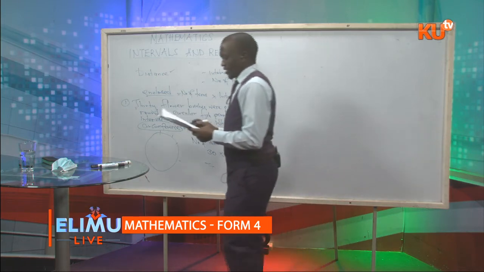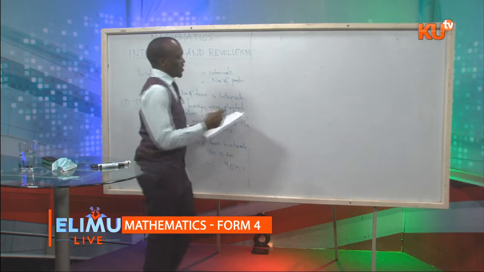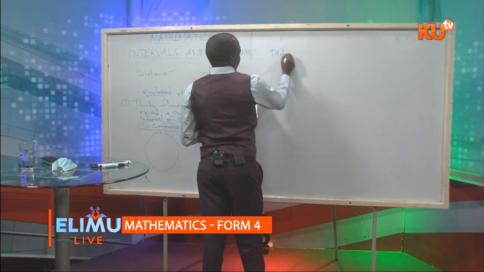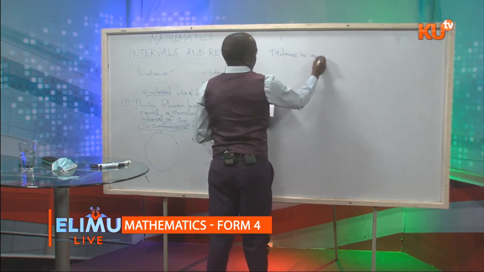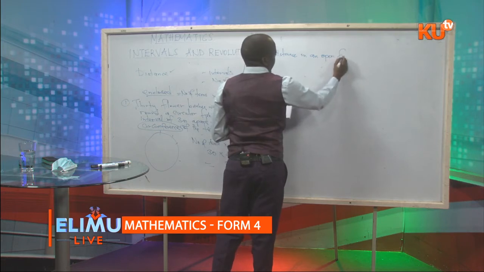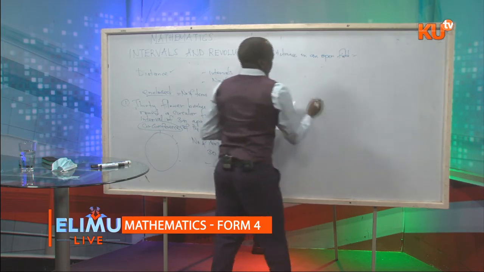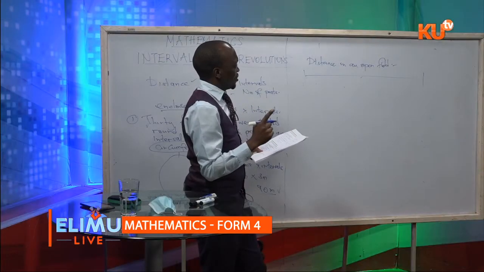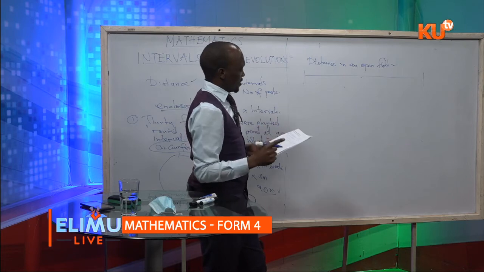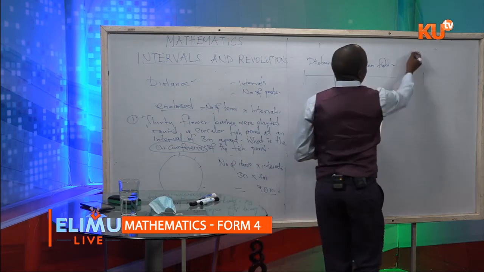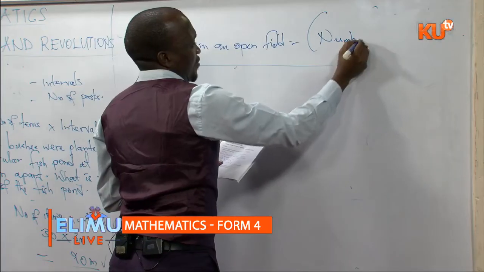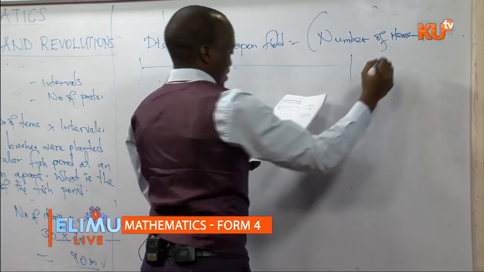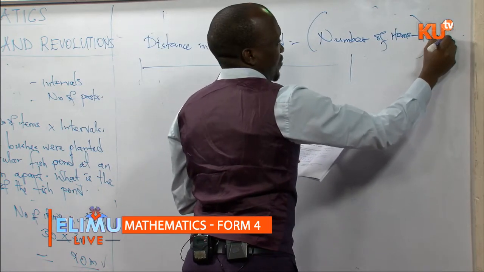So we want to look at distance in an open field. To find distance in an open field, like when you are given a straight line, you are already given the number of posts used and you are given intervals. What are you going to do to find your answer? The formula is also very simple. Just take number of items minus 1 times intervals.